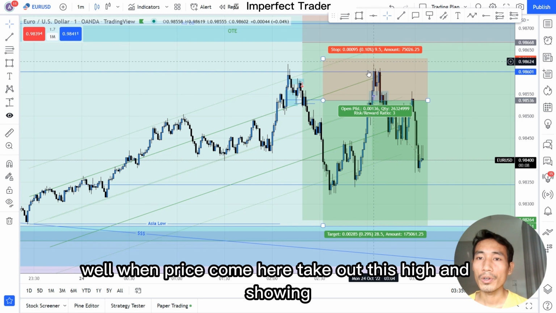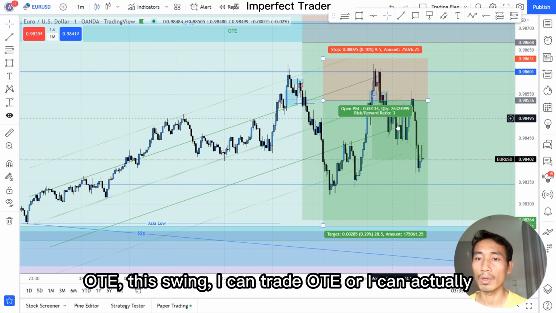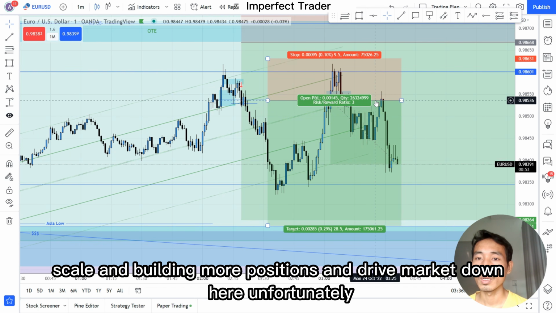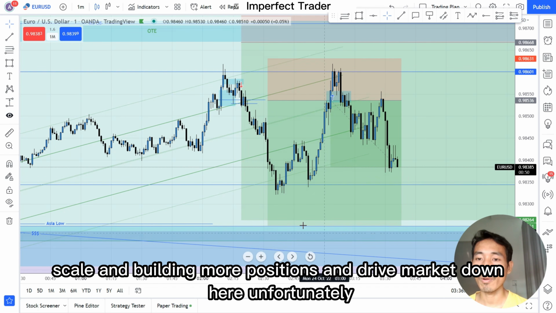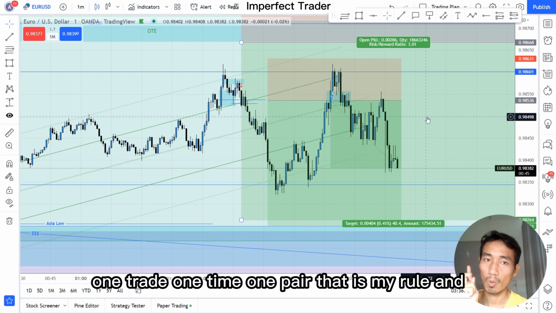When price comes here, takes out this high and shows some kind of signal similar to right here, I actually can trade the OTE of this swing. I can trade OTE, or I can scale in and build more position and drive the market down here. Unfortunately, one trade, one time, one pair. That is my rule and my edge.